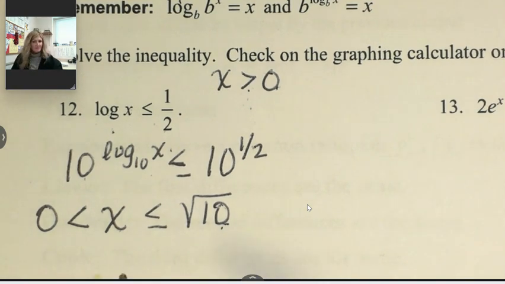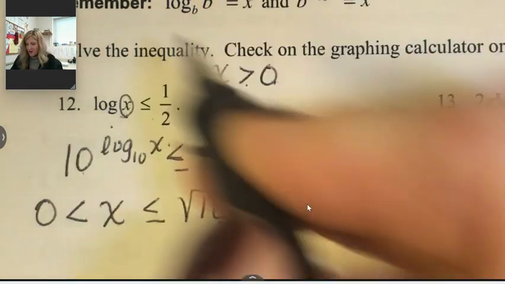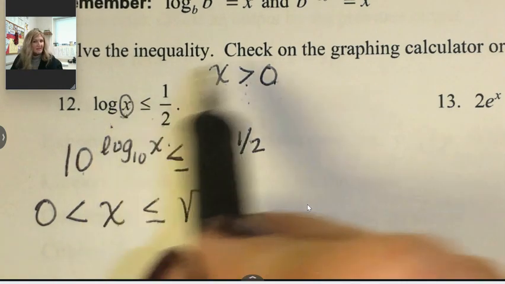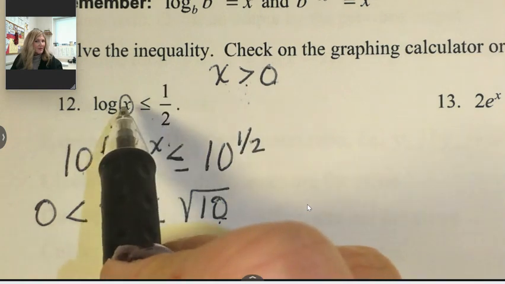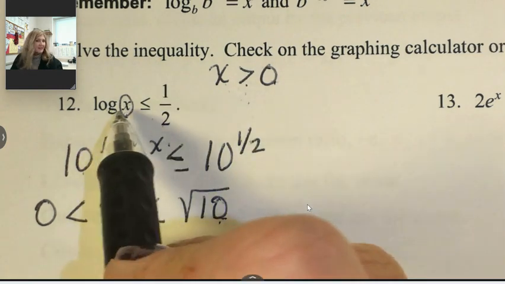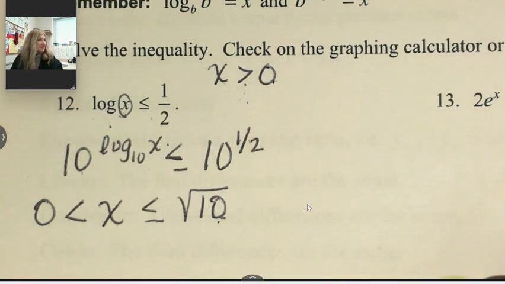Yeah. Can you explain the restriction part, like why it's greater than 0? Okay, all you have to do is look at the argument of the log, and you have to say that it always has to be greater than 0. So if it's x, x has to be greater than 0. If it's x plus 1, x would have to be greater than -1. If it's x minus 3, x would have to be greater than 3. Okay? Questions on that?